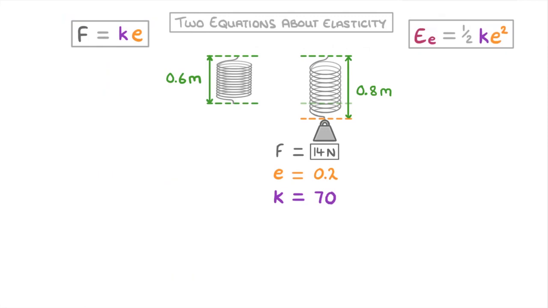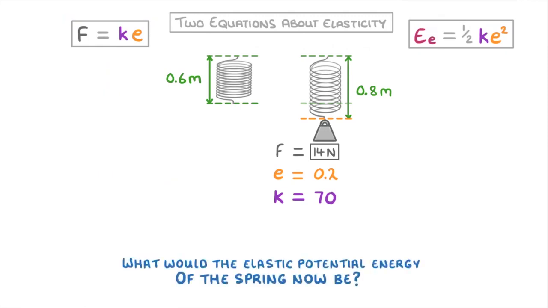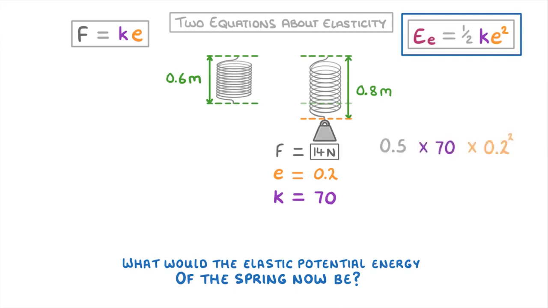Now, using the same scenario, what would the elastic potential energy of the spring now be? This time, we're going to have to use the other equation. So, elastic potential energy equals 1/2 Ke squared. And it's a bit simpler, because we've already worked out the spring constant and the extension. So all we have to do is plug the values into the equation. So we get 1/2, or 0.5, times 70, times 0.2 squared, which gives us 1.4 joules.